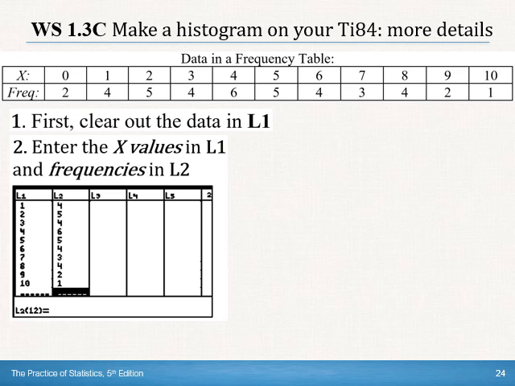And then in list 2, you put how many of those numbers there are. So next to the 0, you put a 2. Next to the 1, you put a 4. Next to the 2, you put a 5, and so on. So the frequency data is in list 2. There are 11 data values, 0 to 10, 11 different types of numbers, and so the frequencies just go next to them.